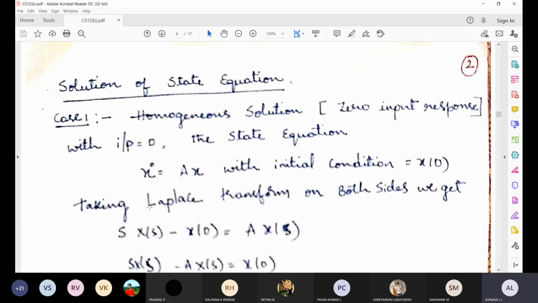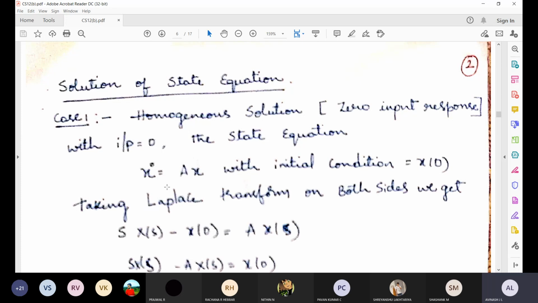Okay. So now after understanding this, we will see a small derivation, that is the solution of the state equation. Case 1 is the homogeneous solution. There are homogeneous and non-homogeneous solutions. Homogeneous solution means a zero input response. Here zero input response means the input is not given, but the state is there, and the previous outputs and inputs are there. That particular condition is called the zero input response. Clear?